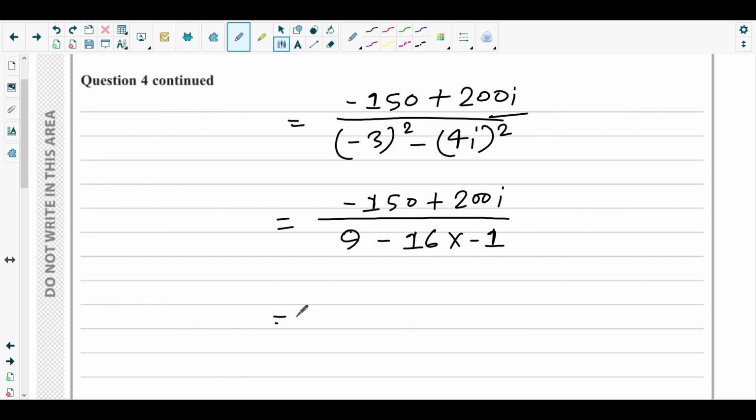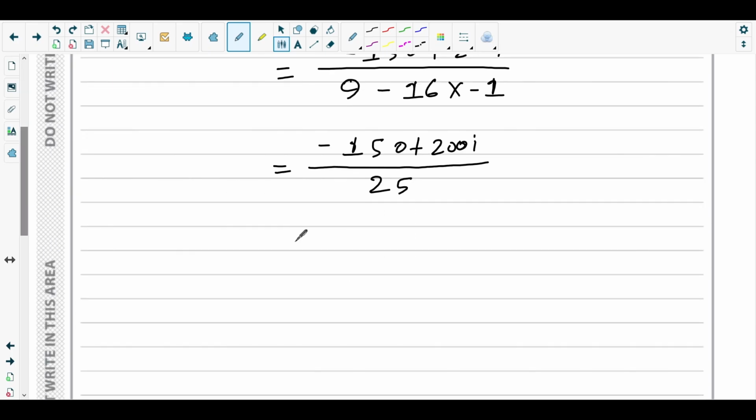So 9 minus 16 times negative 1 gives you 25 in the denominator, and in the numerator we have negative 150 plus 200i. Now simplify further. Negative 150 over 25 is basically negative 6, plus 200 over 25, which is 8. So negative 6 plus 8i is the number 50 over z star.